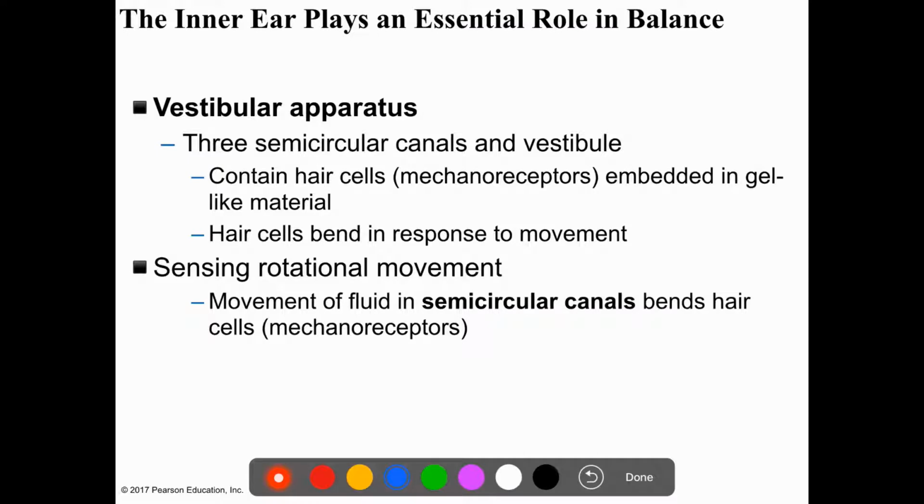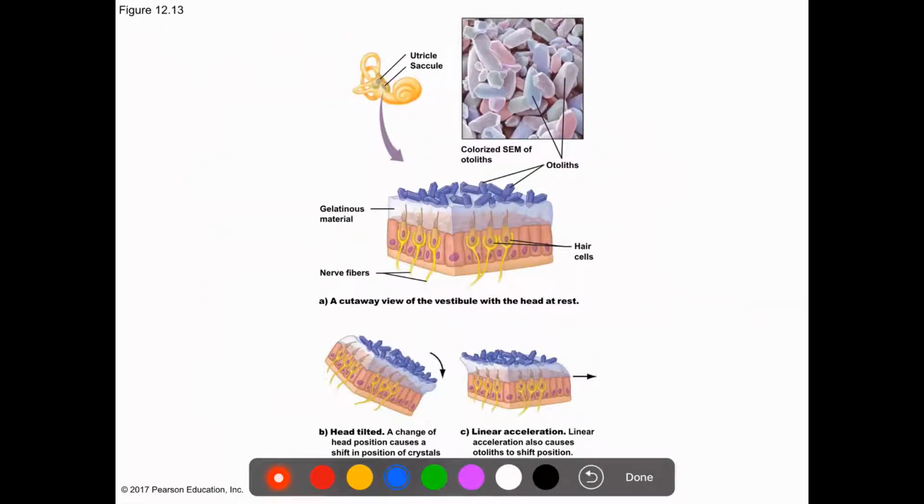In the inner ear we also have the vestibular apparatus. These are the three semicircular canals and the vestibule. They also contain hair cells, but their function is not in hearing. Their function is sensing rotational movement. So these are responsible for our ability to sense that we are moving. And this is, again, the same concept. Because of the movement of the fluid in the semicircular canals, it will bend the hair cells, so we will understand that we are moving.